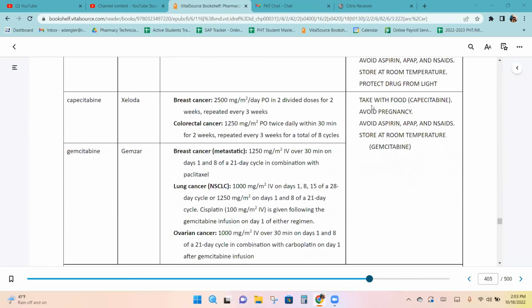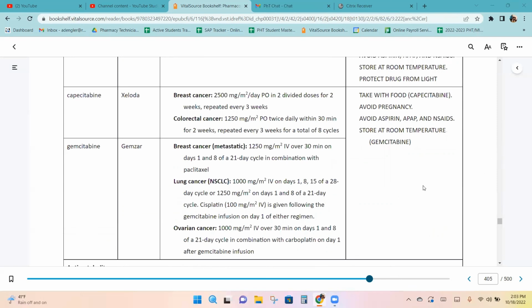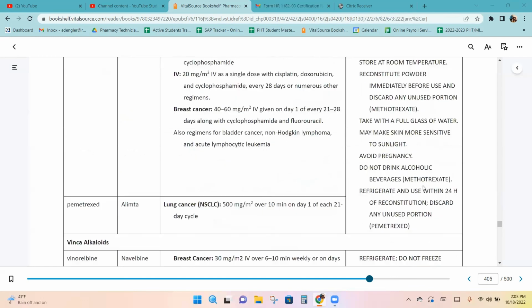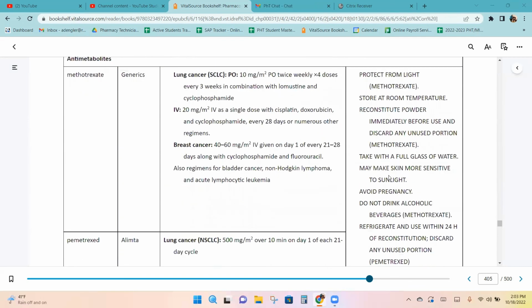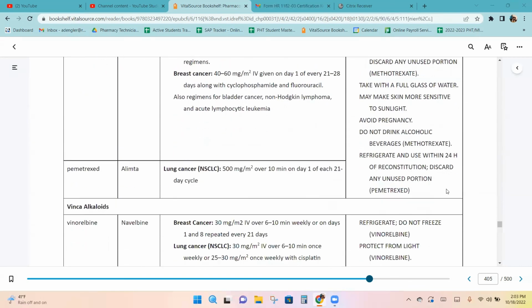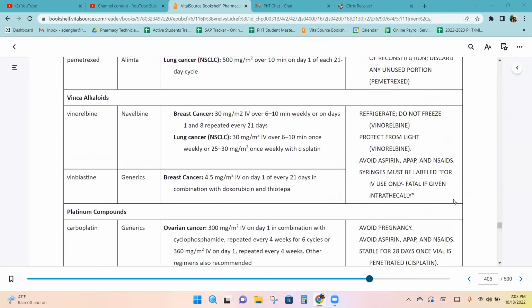For the capecitabine, we're going to tell the patient to take with food, avoid pregnancy, avoid aspirin, APAP, and NSAIDs. For the antimetabolites, we're going to protect from light the methotrexate, store at room temperature, reconstitute powder. Take with a full glass of water, may make skin more sensitive to sunlight, avoid pregnancy, do not drink alcoholic beverages with methotrexate, refrigerate and use within 24 hours of reconstitution, discard any unused portion.